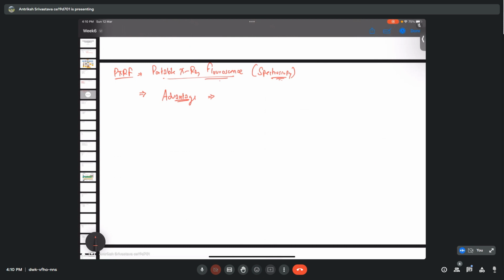So one advantage, it is portable. In the name itself we have mentioned portable, so we should write portable. Now there is no chemical reaction required. Okay, and then it is non-destructive, and it can give multi-element analysis. So in the PPT, if you remember, there was 10 to 20 or 20 to 30 element analysis it can give at once.